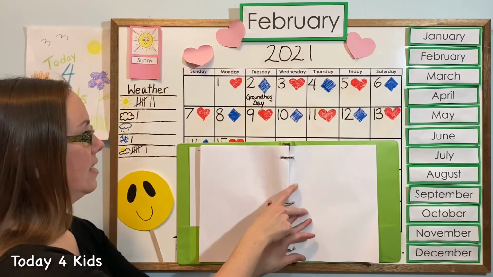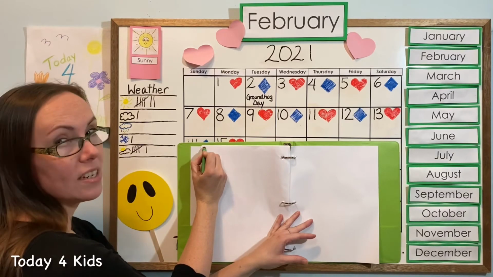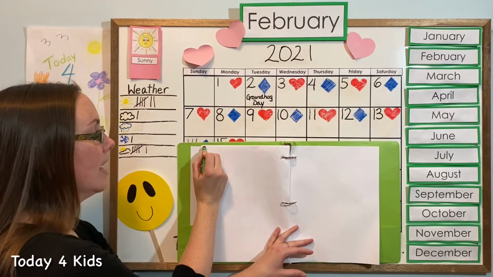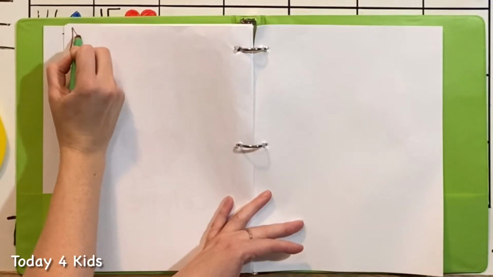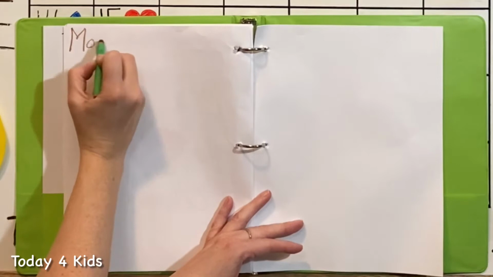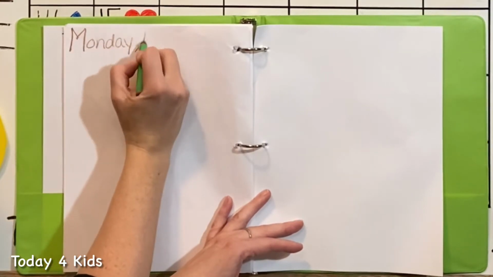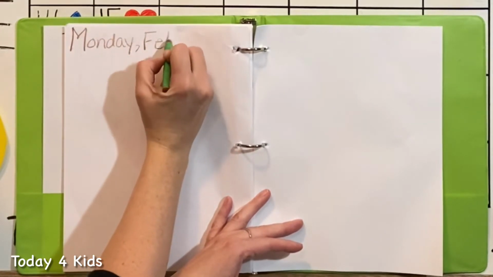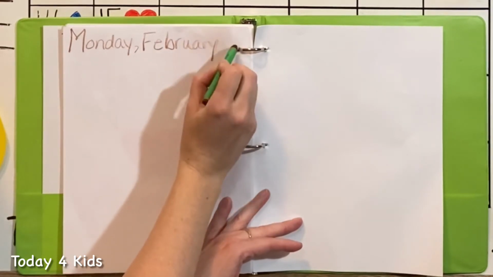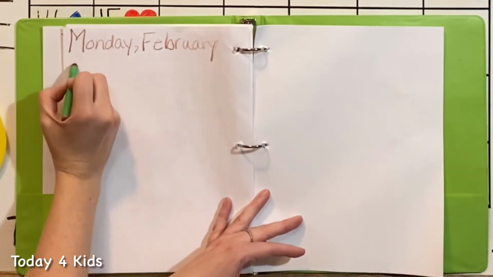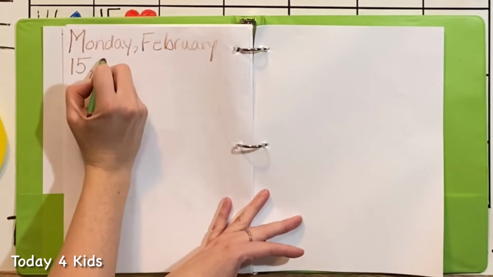Today is Monday. It starts with a capital M, and you can practice on your paper, or you can just do it in the air with me, or just say your letters if you don't know all of them yet. M, O, N, D, A, Y, comma, February, capital F, E, B, R, U, A, R, Y. And I've run out of room, so I'm going to come down and go over to the beginning. 15th, comma, 2021.